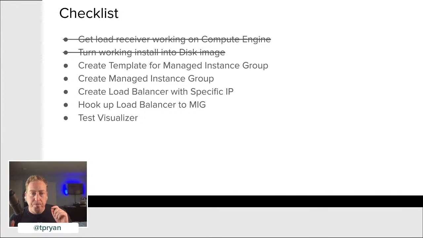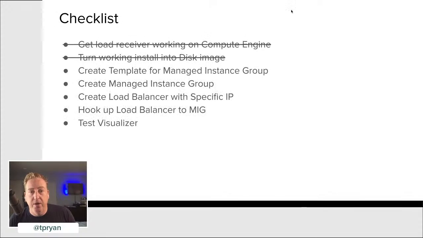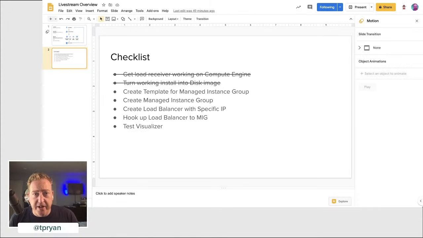So now I'm going to go through the next couple steps. One, I need to create a template for my managed instance group. After I create that template, I need to create a managed instance group from that template. And then I need to create a load balancer with a specific IP, one that I've already set aside because I've written it into a whole bunch of the code. And then finally, I want to hook up the load balancer to the managed instance group and then test the visualizer to see if I can get all this to work. So let's get started. So first thing I'm going to do is create a template for the managed instance group.